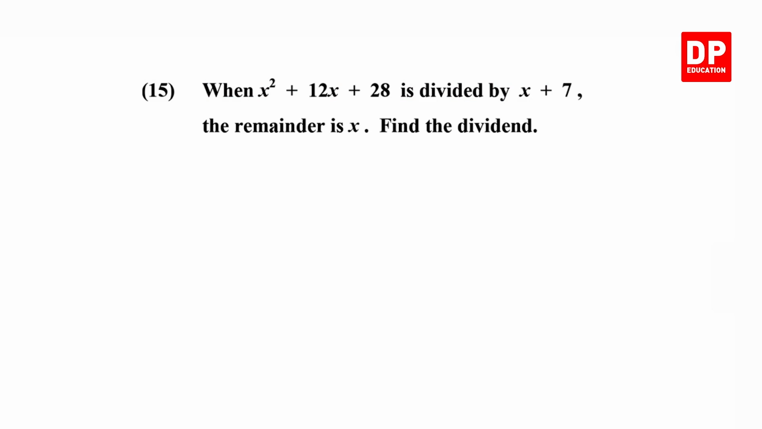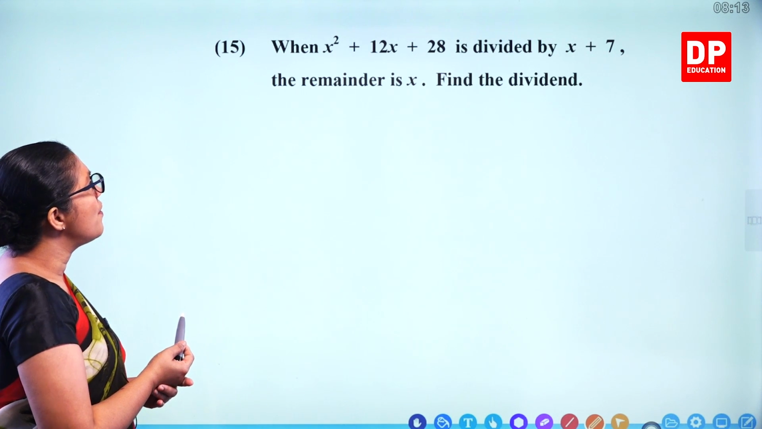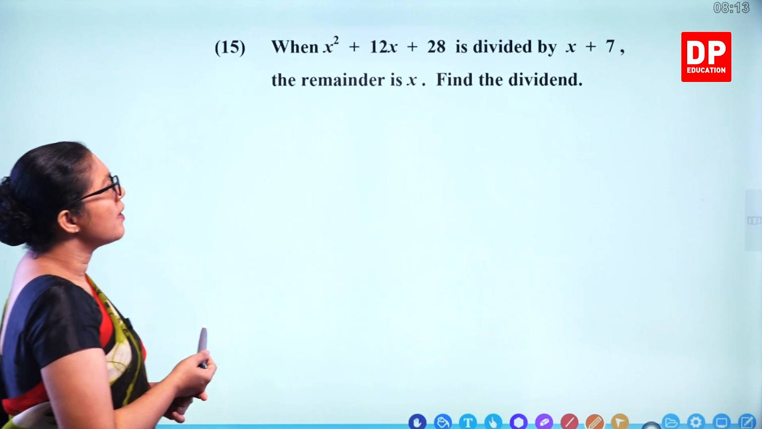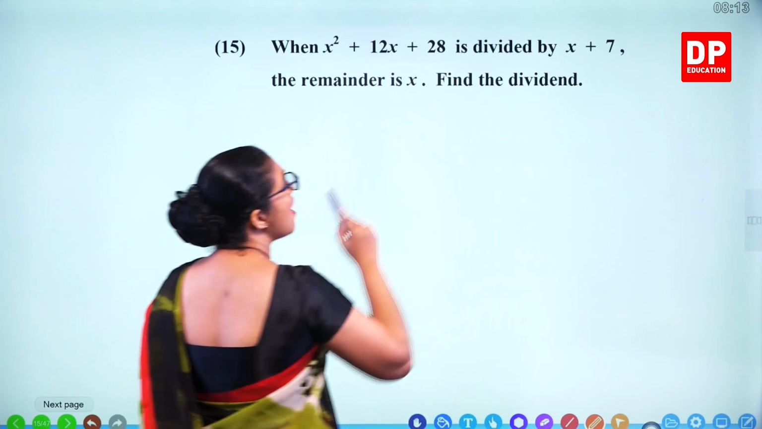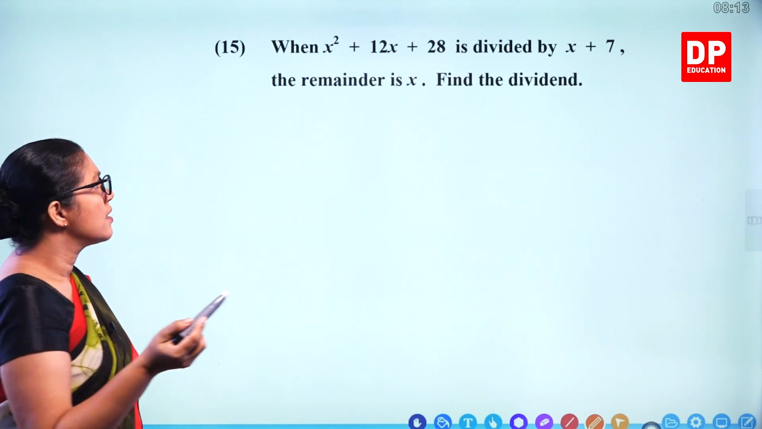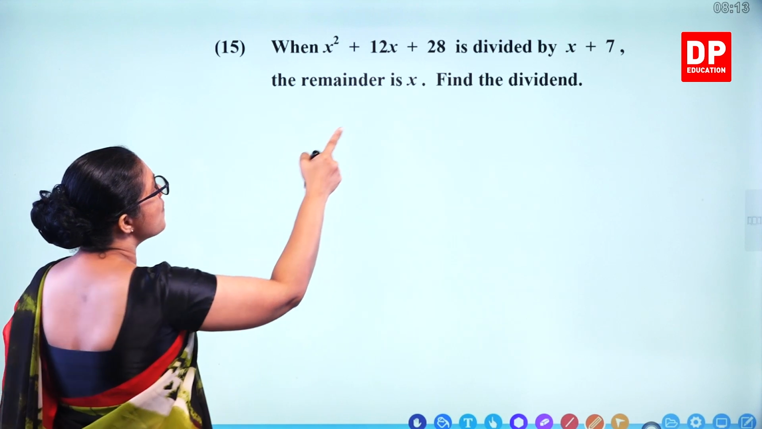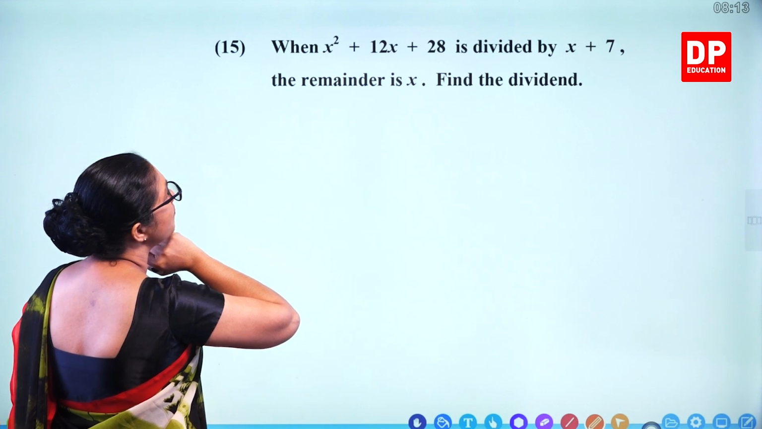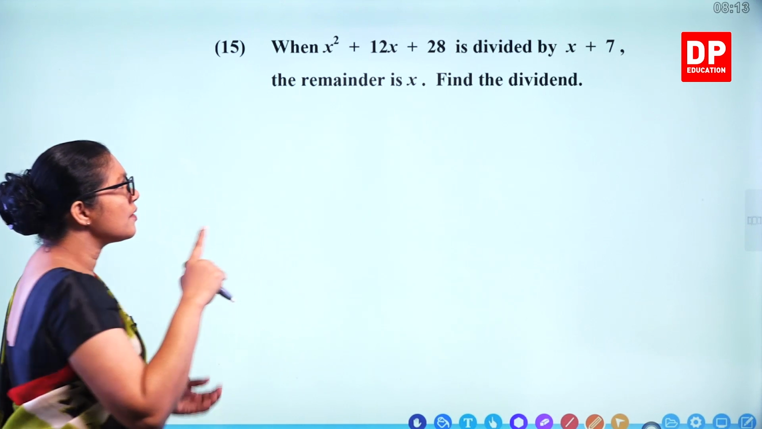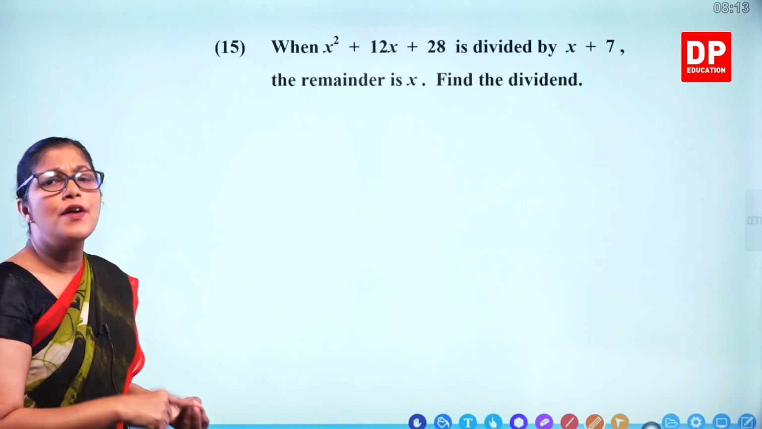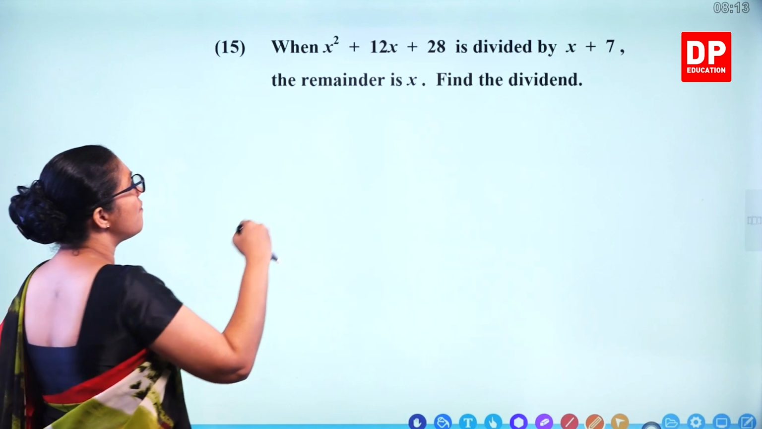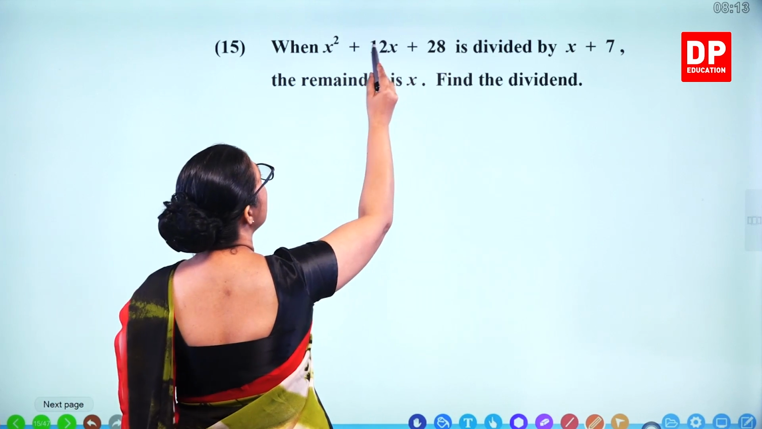Question number 15. When x squared plus 12x plus 28 is divided by x plus 3, the remainder is x. Find the dividend. Or you can say this is the quotient, the answer, not the dividend, quotient. So here x squared plus 12x plus 28. What can you do? If it's divisible, the remainder is 0. But there's a remainder x. So what should be the function then? You have to subtract x.